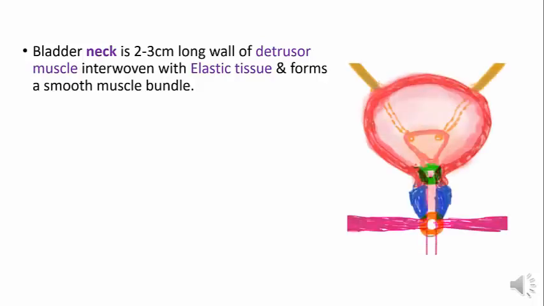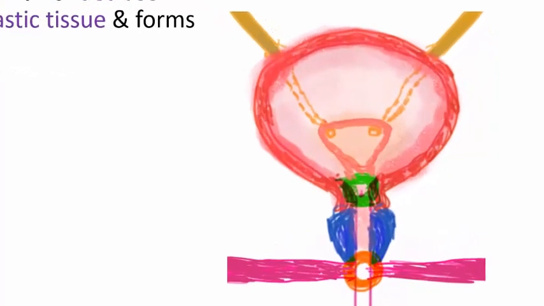Now this is the bladder, and this region is the bladder neck region, and here the detrusor muscle is interwoven with some elastic tissue, and it forms this green portion. It is called the internal sphincter.